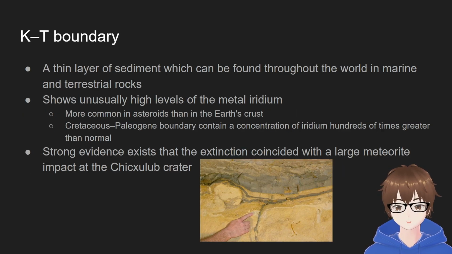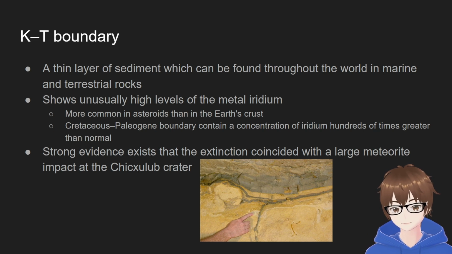Whenever we look for the KT extinction inside rocks, we look for the KT boundary. It's a thin layer of sediment rock which is found throughout the world in marine and terrestrial rocks. It's like the chalk layer, okay? And here we have a picture showing the layer. Right where that finger is on that picture, that's the KT extinction line.